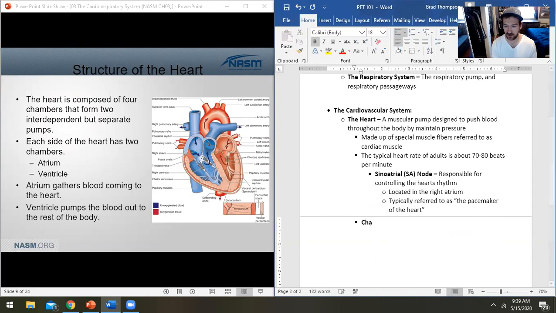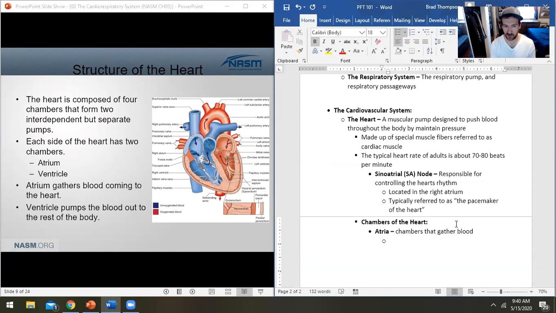So chambers of the heart. Now, this is the stuff that sometimes gets a little bit confusing just because it's a lot of labeling. So for all my new folks, we got to get our categories down first, then we'll break down the specific versions afterwards. So your chambers of your heart, you have got atria or atriums, right? Which are chambers that gather blood. That's what an atrium does. Now, there are going to be two of them.